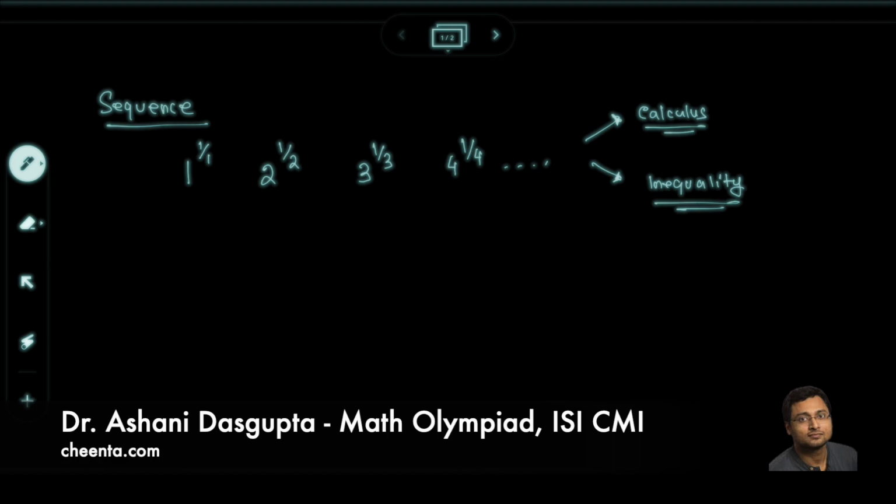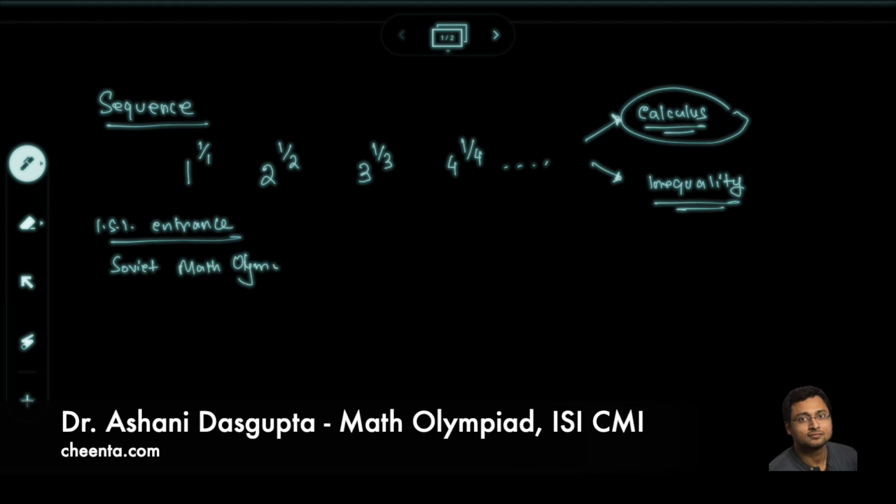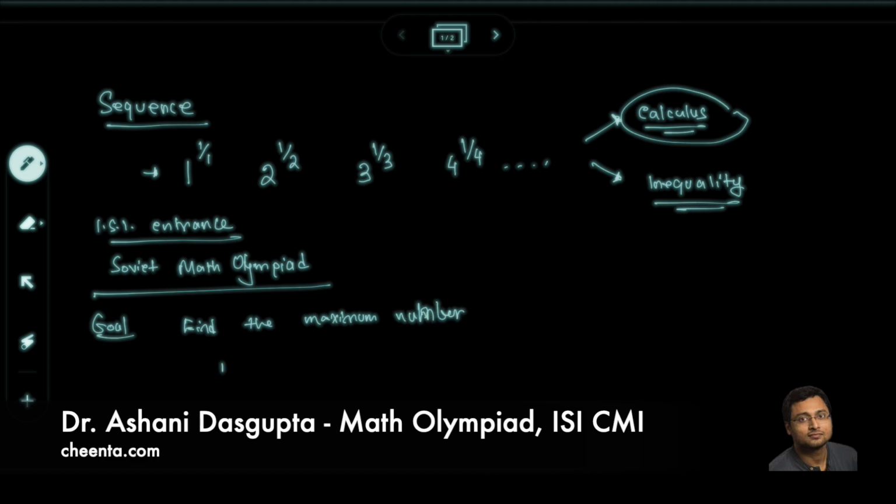We will take up the first type of problem, and this one came up in ISI entrance and also a Soviet Math Olympiad. We want to find out the largest value in this particular sequence. That's our goal. Find the maximum number in this sequence.